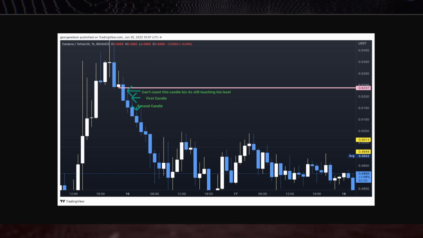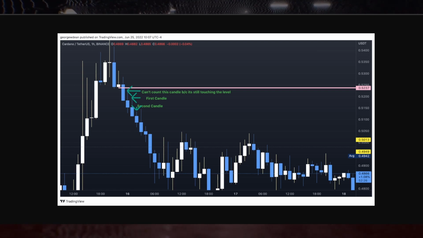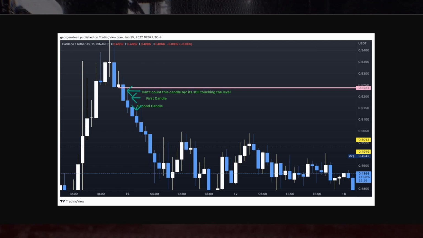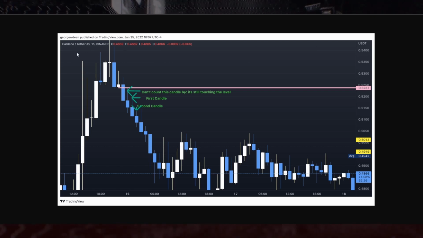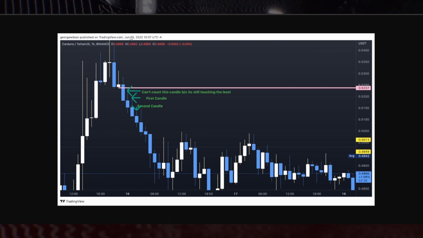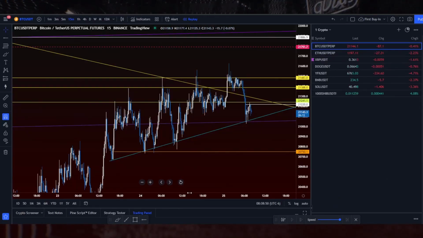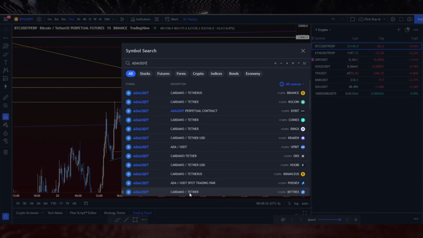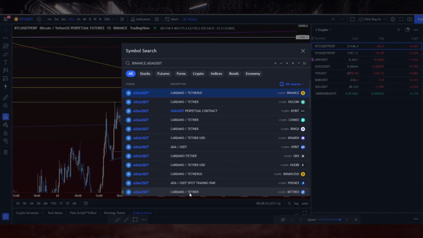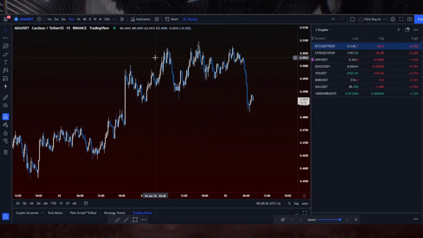That move can hold on the first candle. Like you see that first touch, the first candle. Can't count this one. You said it can be the first touch, but I would like to go into this. So I'm going to look at where this Cardano on Tether is. June 25th, Cardano. This is a 1 hour time frame. Okay, so Cardano's ADA. And this is June 25th.